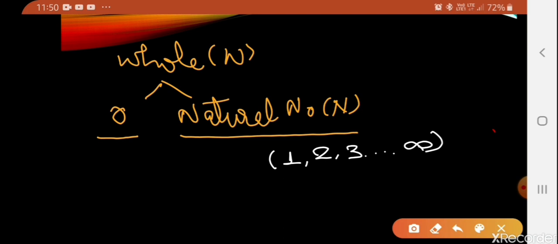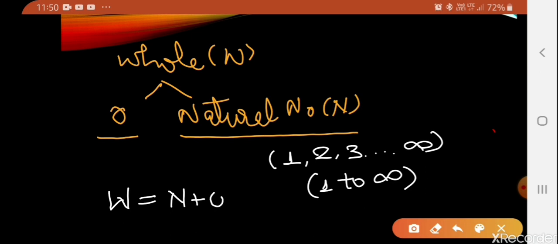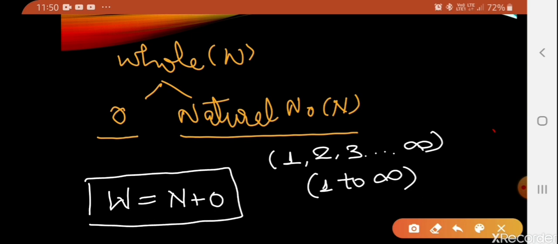So we can say that natural numbers start from 1 and go up to infinity. Here we can also conclude that whole numbers are a combination of natural numbers plus 0. Meaning if we add 0 to the natural numbers, we get whole numbers. Let's summarize this with a chart.